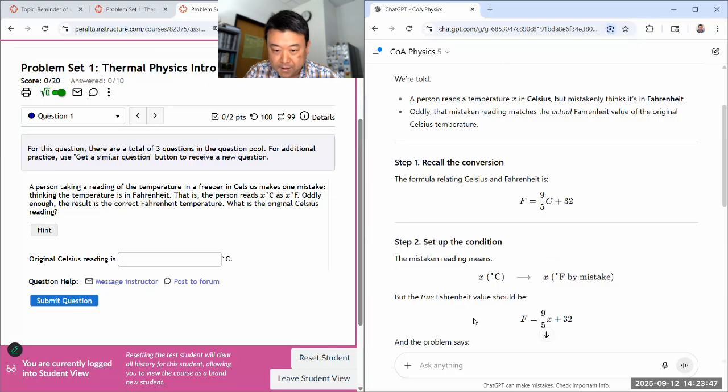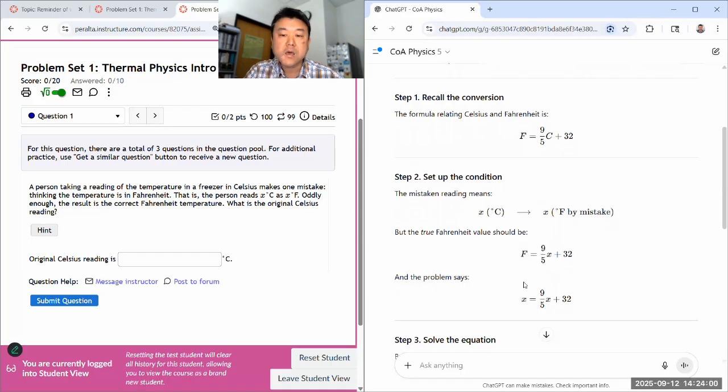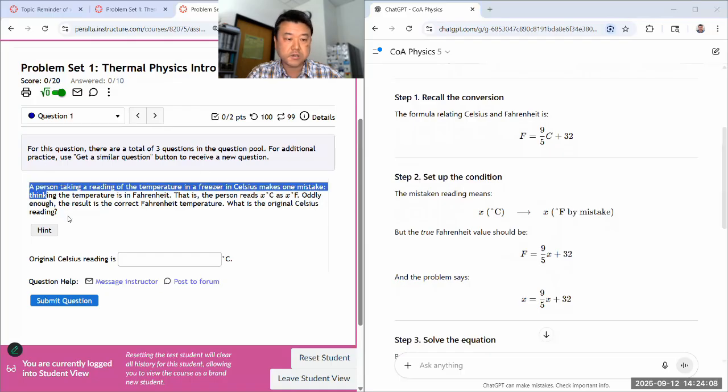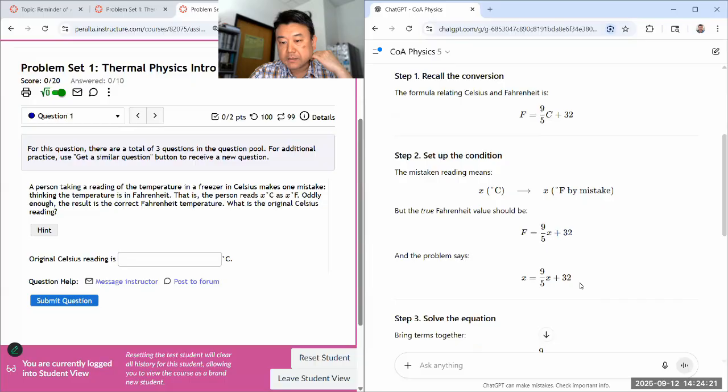Mistaken reading means the true Fahrenheit value should be that, but the problem says that. So I guess what it's doing is some of the process that you should be going through, turning the English description here into a mathematical expression to which algebra can now be applied. And I think going up to here, there's a judgment call to be made, and I hope it just stopped here and didn't solve for x.